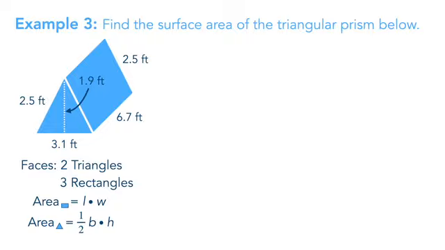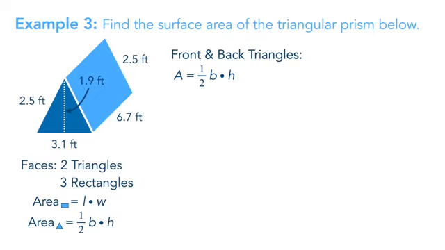The base shapes of this prism are 2 identical triangles, so let's find the area of these triangles first. The base of these triangles is 3.1 feet, and the height is 1.9 feet. Using the formula area equals 1/2 b times h, we can substitute 3.1 for b and 1.9 for h. After we multiply 1/2 times 3.1 times 1.9, we find that the area of each triangle is 2.945 square feet.